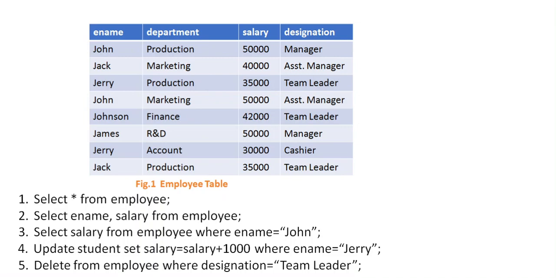So I cannot use Jack as a condition to delete the row. Similarly, Jack is working in production department. So if I write the query delete from employee where department equals to production, then it will delete all the rows for production department. Similarly, if I write designation as a condition, like delete from employee where designation equals to team leader, then it will delete all rows where designation equals to team leader. Means unnecessarily your data will get deleted from the table. So this is the problem when we don't have any caption or unique identifier for the rows.